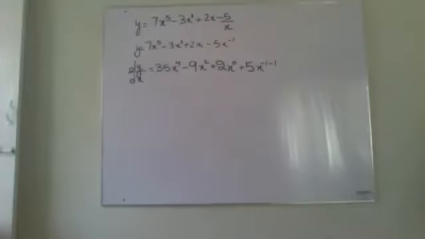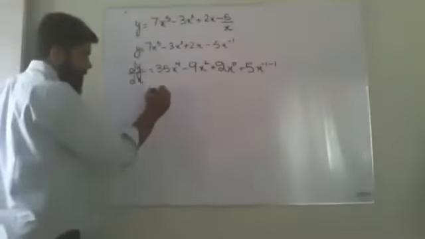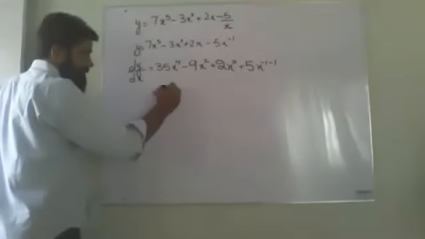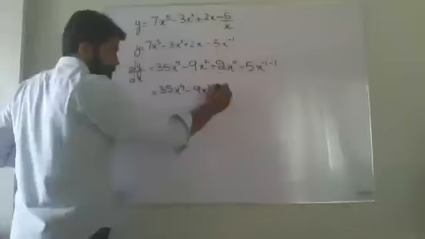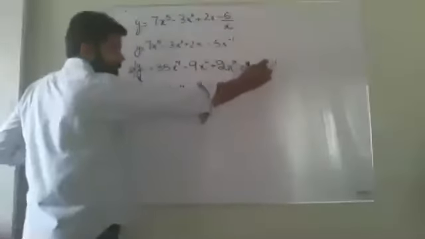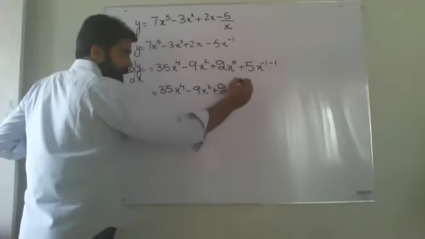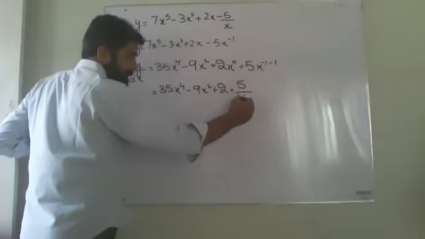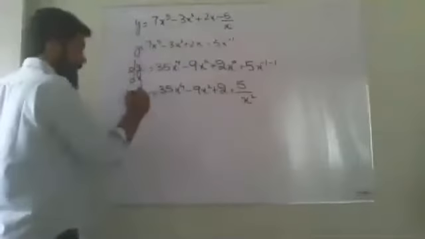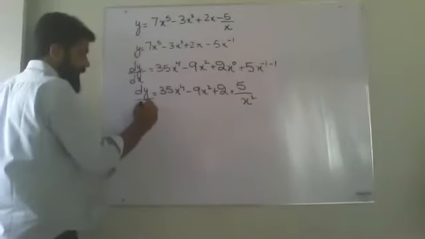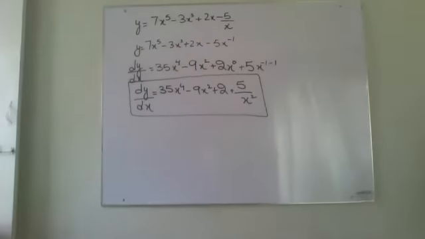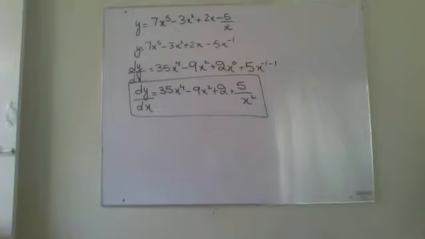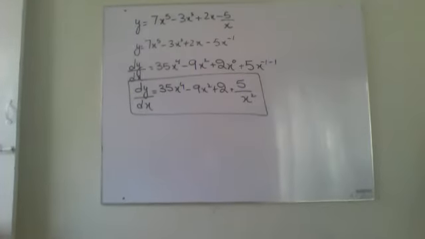Now, after this, simplifying it further, 35x^4 minus 9x square plus 2. This will become x to the power minus 2. And when I simplify it, it will become x square dy over dx. Okay, this is the thing. This is how we are going to solve our question over here.